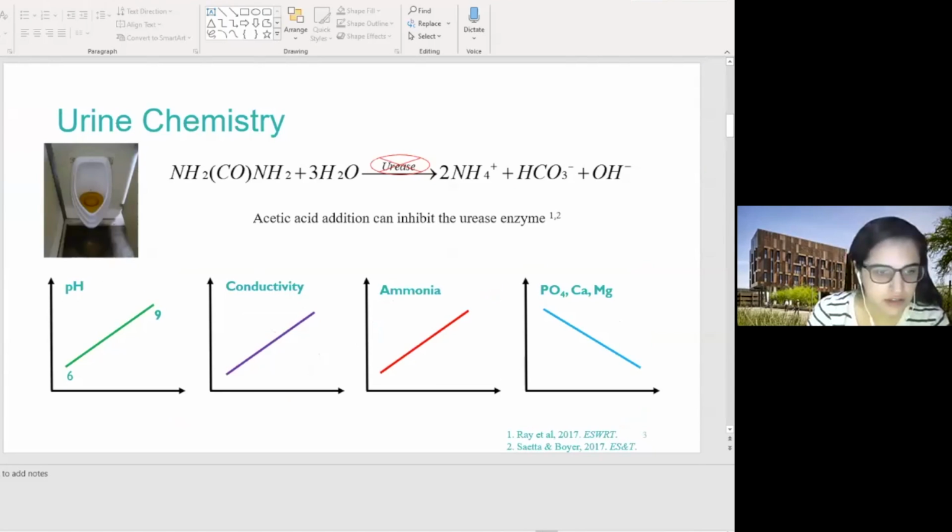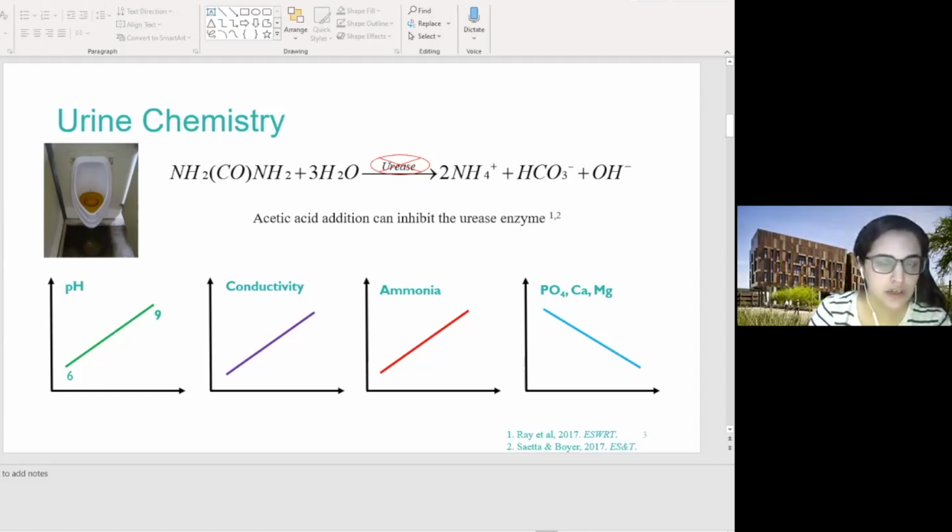And Randall or Dylan earlier today gave us an overview of the urea hydrolysis process, where urea is hydrolyzed into ammonia and bicarbonate due to the presence of the urease enzyme. As this happens, the pH of the urine increases from 6 to 9. The conductivity increases because you're adding charged molecules into solution. Ammonia increases because it's a direct product of the reaction. And phosphate, calcium, magnesium precipitate because you're increasing the pH to 9, where they become supersaturated and precipitate out, which could be a problem for our fixtures, leads to clogging.